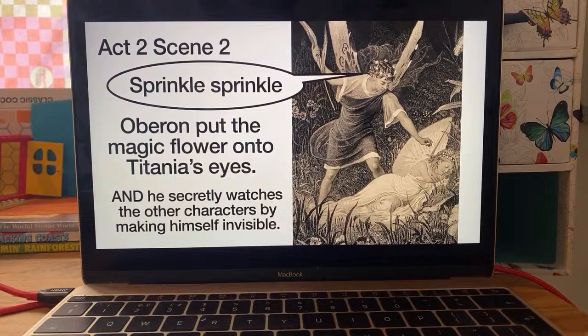There's another interesting thing about Oberon, which brings us towards the end of the lesson, because I asked you at the start, how might a character become invisible on stage? So Oberon is the character who gets to secretly watch the other characters by making himself invisible. I mean, there's quite a lot of power there, isn't there? If you can watch people and they can't watch you.